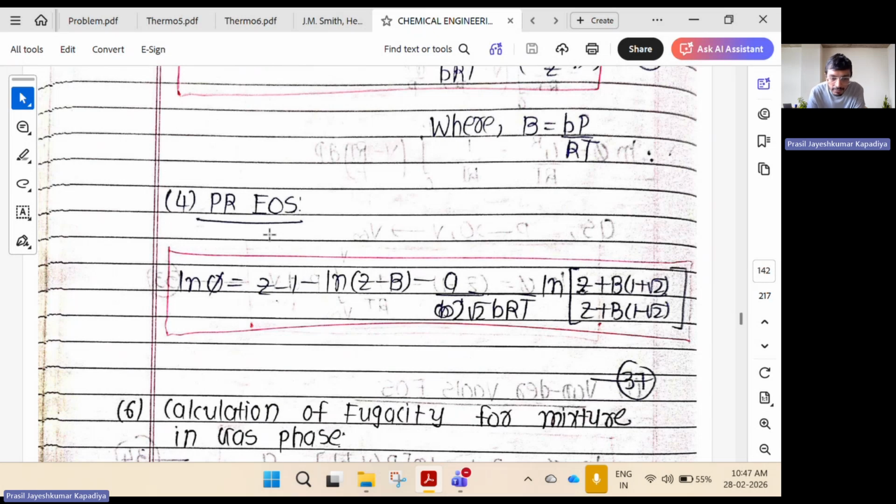If it is not coming same, we need to reiterate this process. We need to change the Z, and we need to find the condition where phi 1 is equal to phi 2. So that will be our composition of vapor liquid equilibrium. So this is how we can use the fugacity coefficient: the fugacity of each component in each phase should be equal.